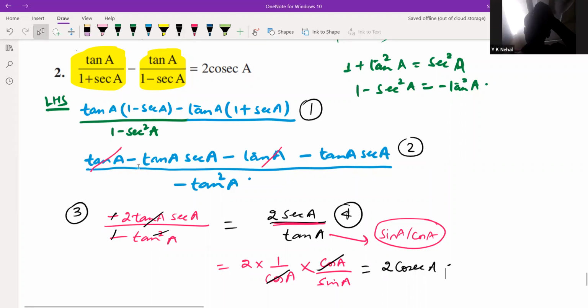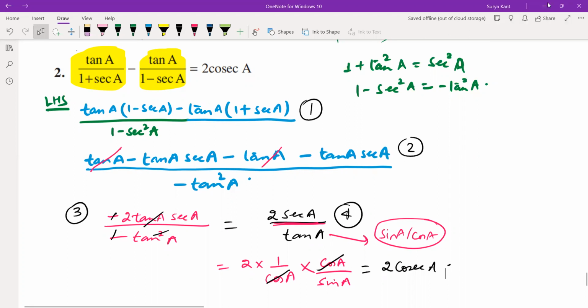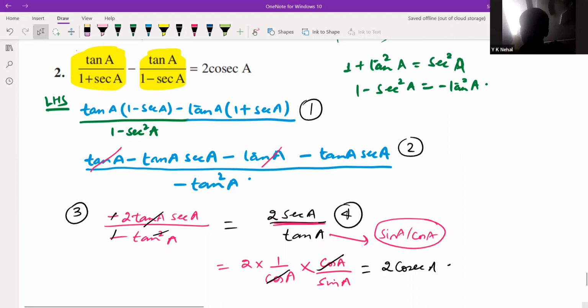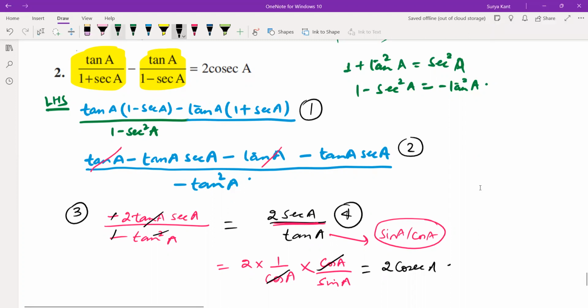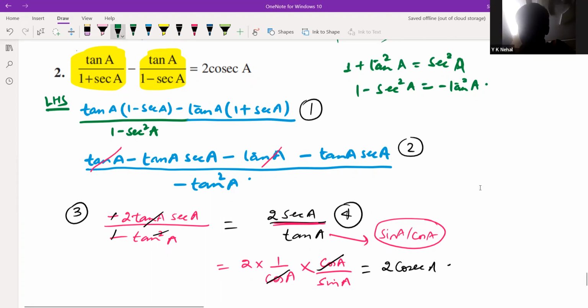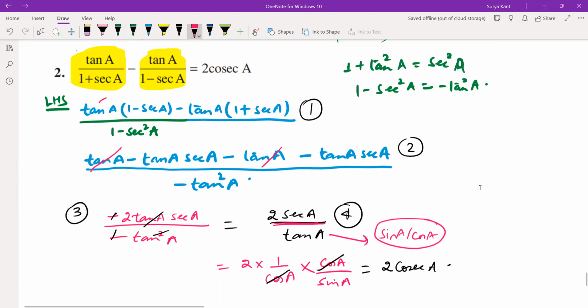Sir, I didn't understand. What, Nihal? Sir, I didn't understand. Which step? All steps you are not understanding, or any particular step? All steps, sir. First, the second step, sir. Clarity in that only. In the second step, we just multiplied tan A into 1, tan A into sec A, tan A into 1, again tan A into sec A. We simply multiplied in the second step, that's it.